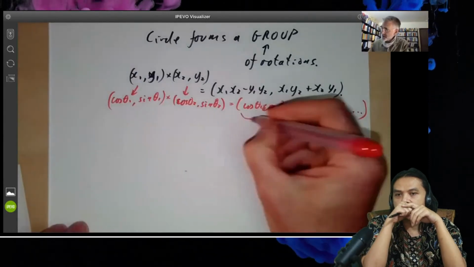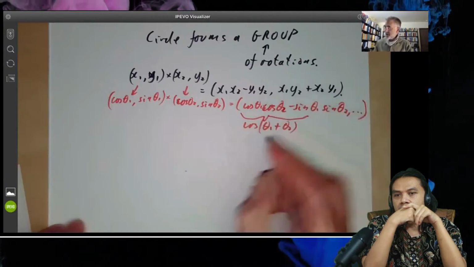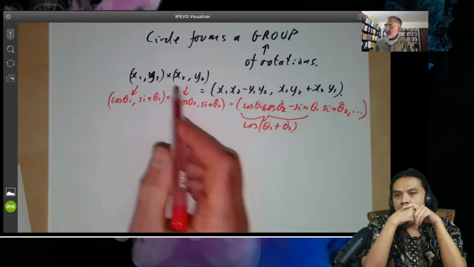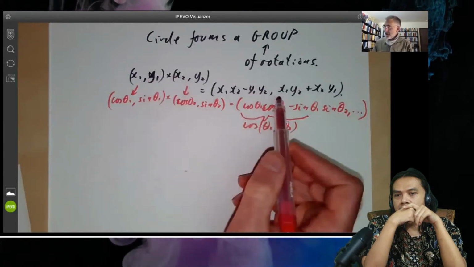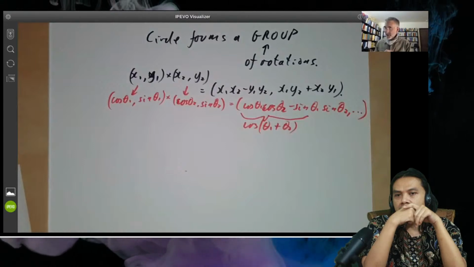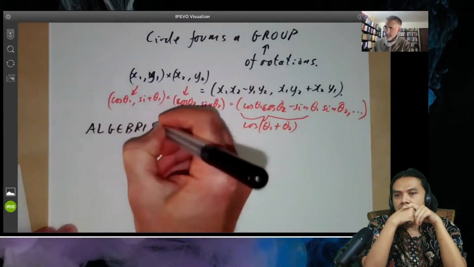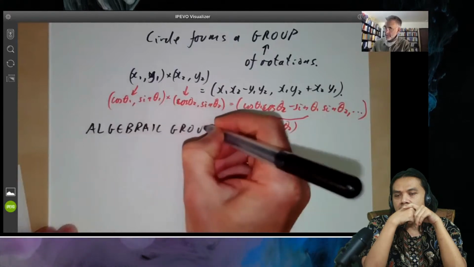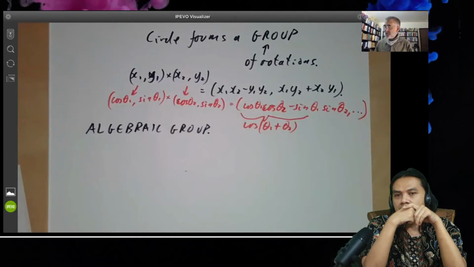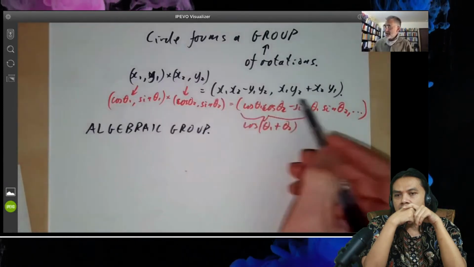So of course, this is just the well-known formula for cosine of theta 1 plus theta 2. So here we have the addition of angles, which is the group operation of the circle, corresponds to this operation on the circle in rectangular coordinates. This is one of the simplest examples of something called an algebraic group. So informally, an algebraic group is a group whose group operation is given by polynomials. So here the polynomials are that and that.